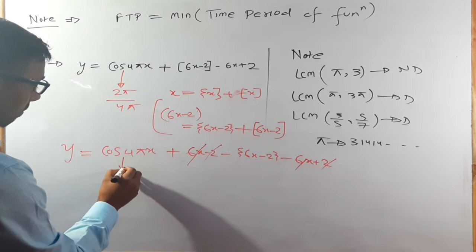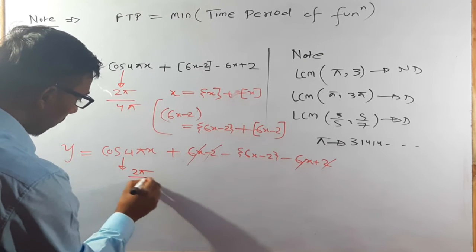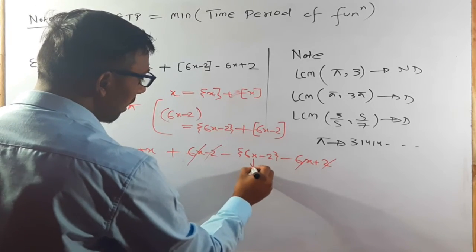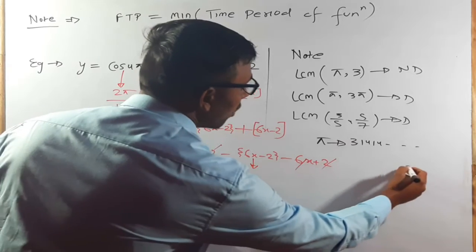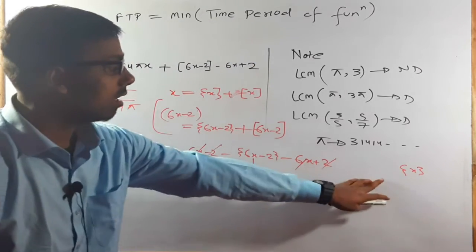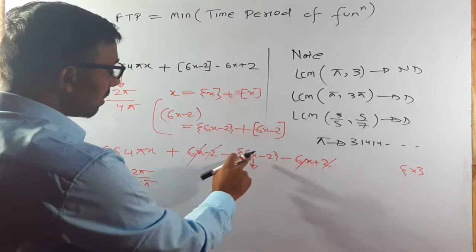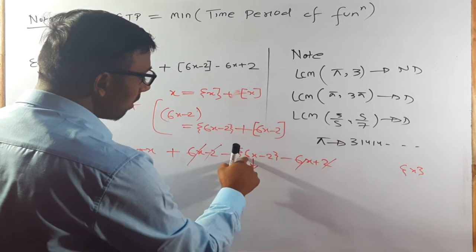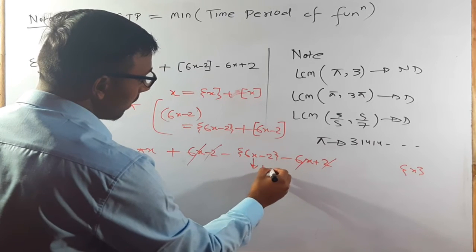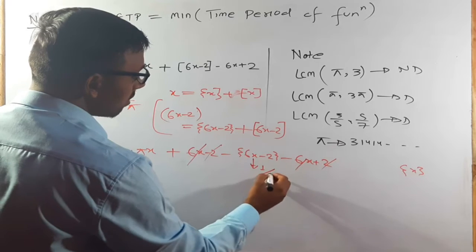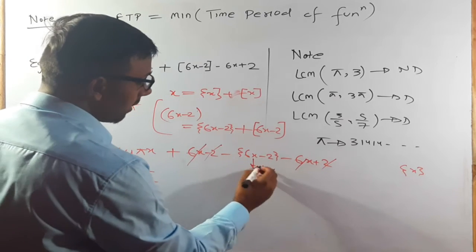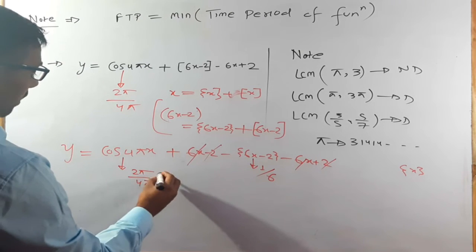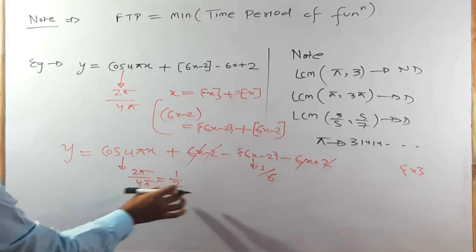We know the time period of this portion: 2 pi divided by 4 pi. I hope it is clear. There should not be any problem. We know the time period of the fractional part is going to be 1. But we need to find the time period of the fractional part of 6x minus 2. So we will divide the time period 1 by the coefficient of x. That means we need to compress the function. This is going to be the time period of the function. So this portion we know. What is the value of this? This is going to be 1 by 2, and 1 by 6.